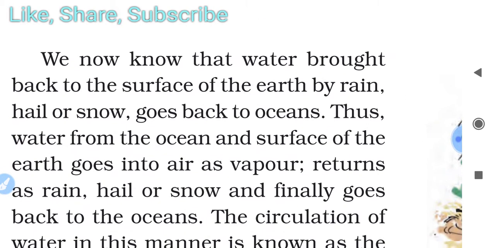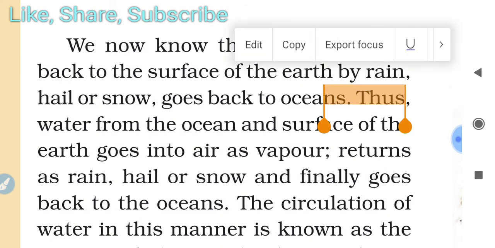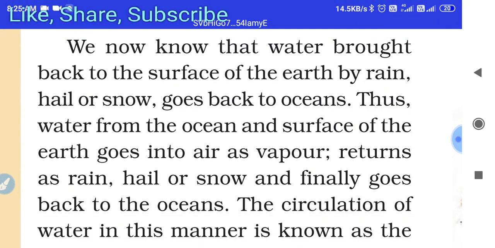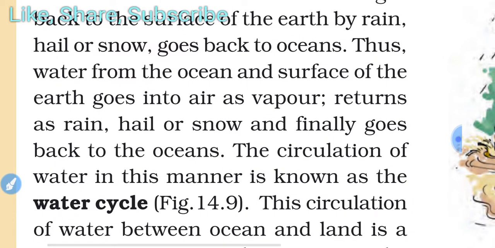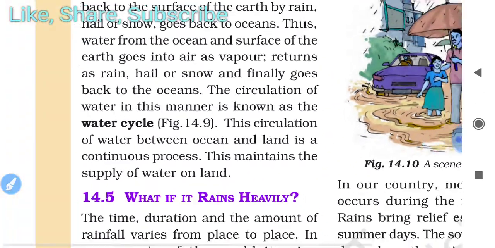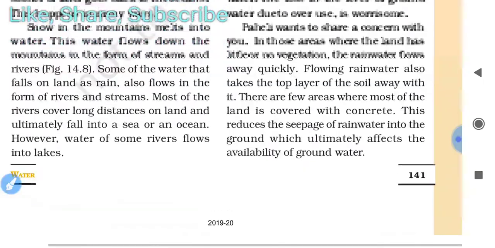We now know that water brought back to the surface of the earth by rain, hail or snow goes back to oceans. Thus water from the ocean and surface of the earth goes into air as vapor, returns as rain, hail or snow, and finally goes back to the ocean. The circulation of water in this manner is known as the water cycle, as you can see in figure 14.9.